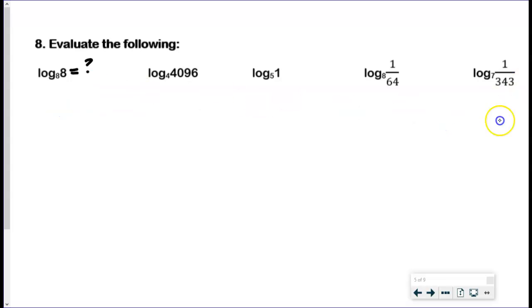So you say things like, okay, who's my base again? My base here is an 8. So you say 8 raised to what power would give you an 8? And the answer is 1. So whatever that power is, that's the answer to this question.